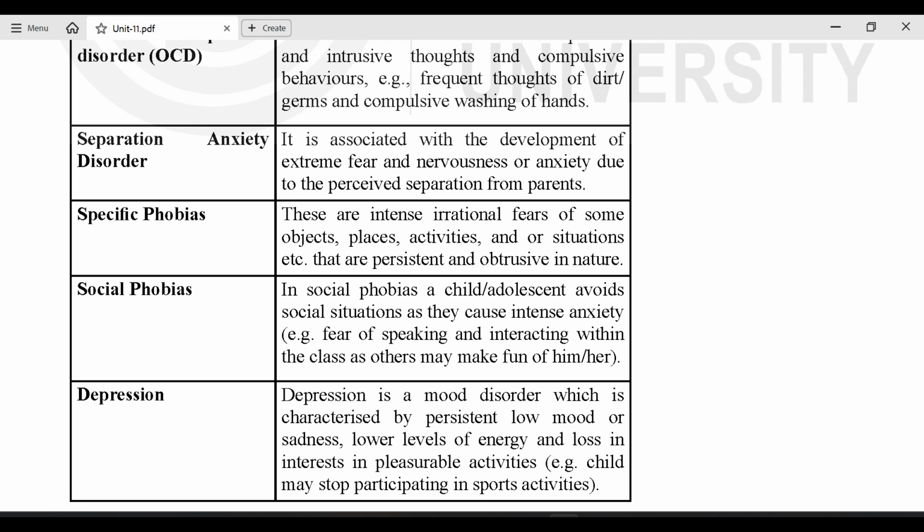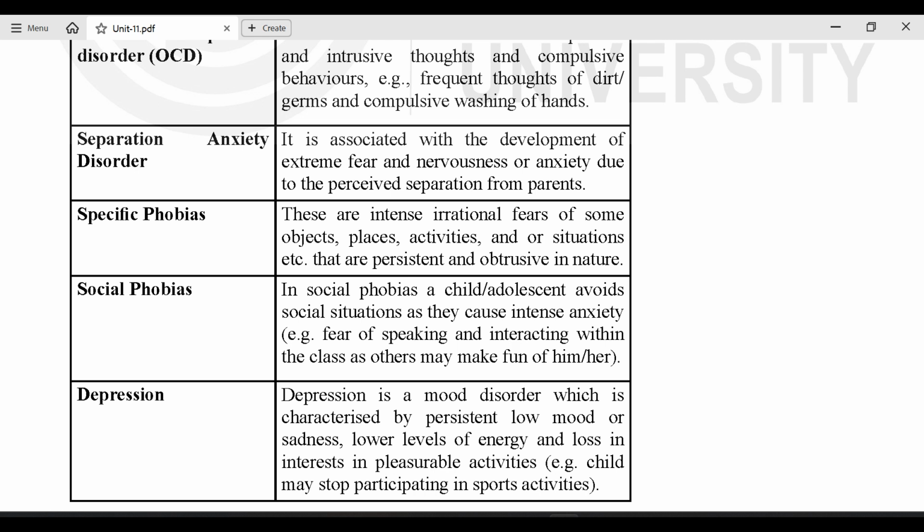Separation anxiety disorder. It is associated with the development of extreme fear, nervousness, or anxiety due to perceived separation from parents. Specific phobias. These are intense irrational fears of some objects, places, activities, and/or situations, etc. that are persistent and obtrusive in nature.